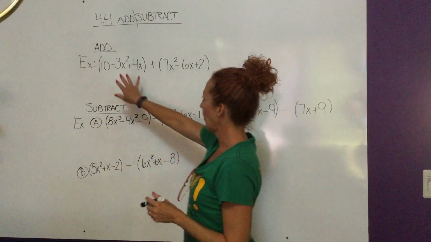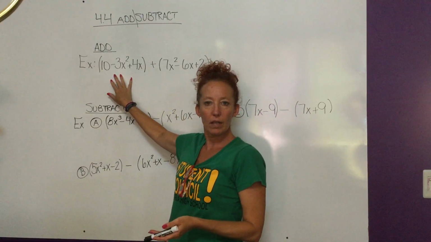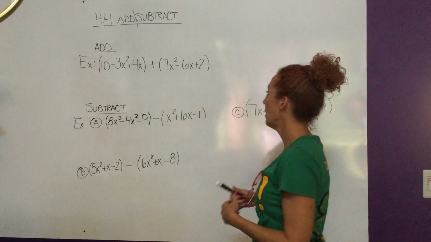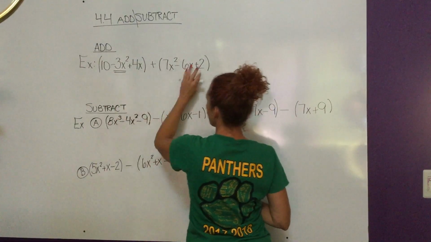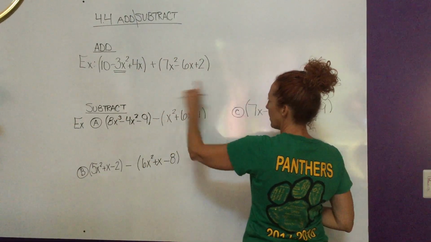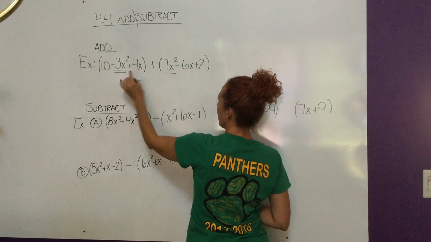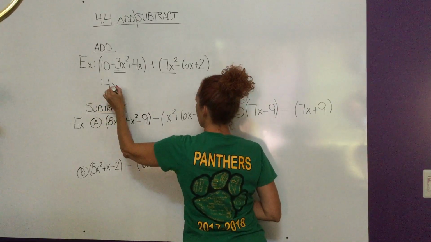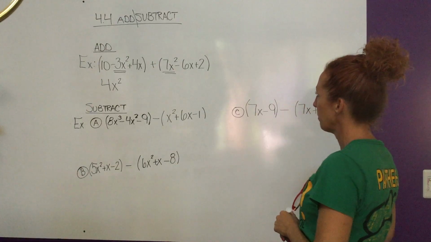So I put this one in the wrong order on purpose, just so that you'd see the practice of how you should really start with the highest degree. So I'm going to start looking at this and see over here in the second set of parentheses, do I see anything that's x squared? And I do right here. So a -3 and a +7 adds to +4. So +4x squared.